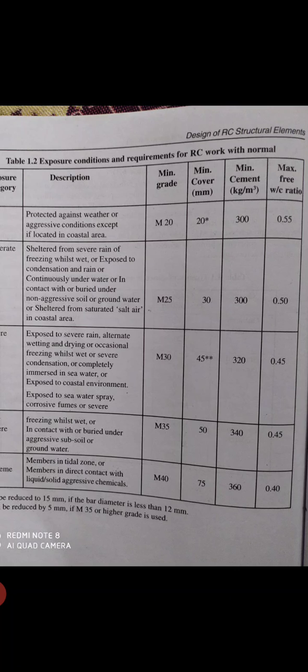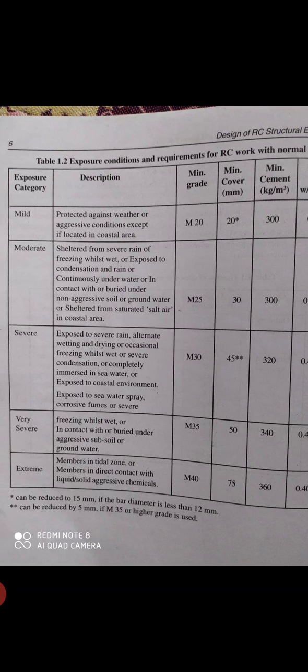And the same thing in a coastal area: in that region you have to provide M30 grade of concrete. The minimum cover has to be 45, and this time you have to increase the minimum cement content by another 20 kg per meter cube, so that is totally 320 kg per meter cube. And the maximum water cement ratio is 0.45 in this type.